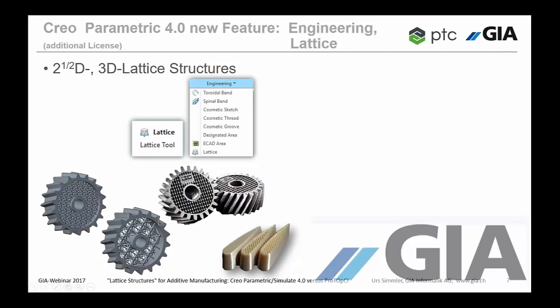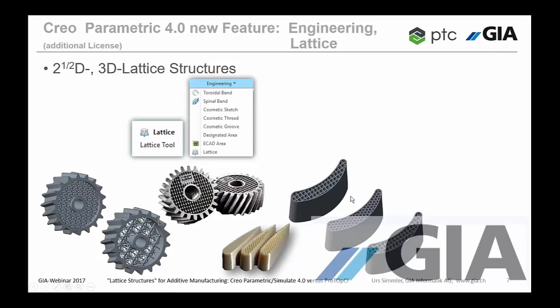That means the printing process will not last that long when you have these lattice structures, and you can save quite a lot of weight and costs for the 3D printing process. These are, let's say, some examples of these new lattice structures.